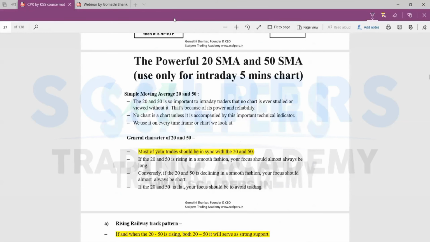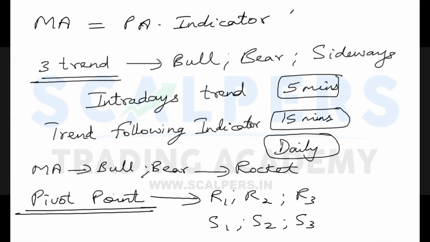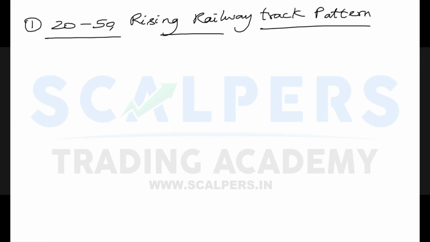Now I will tell you the true character of 20 and 50. Don't blink your eyes. Listen very carefully. This is very important. The first character of 20 and 50 is the rising railway track pattern. If you want, you can take notes, but don't forget to listen to my class also. It is for identifying a bullish market.